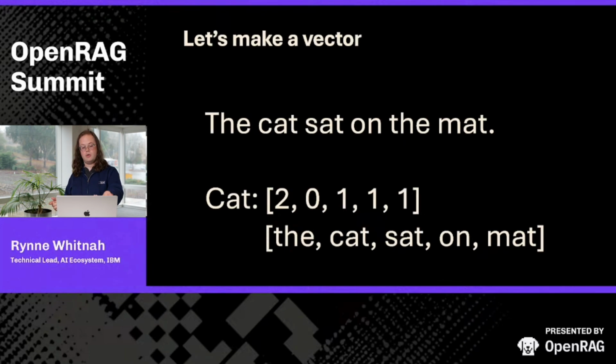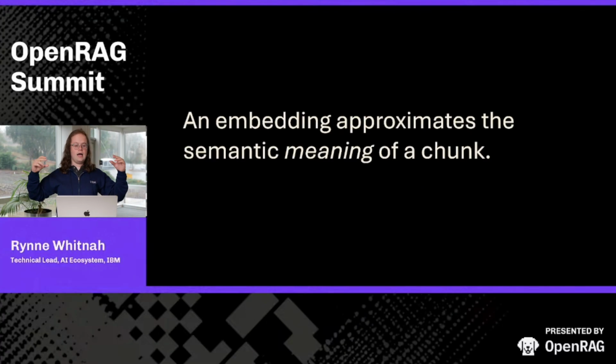So in this case, I know the cat is some sort of object. I know it can sit, and I know it can fit on a mat. Those are all things I've learned about this. And that context, as you build it up with more and more data, starts to accumulate a much larger corpus and understanding of each of these words. So at its fundamental core, an embedding is a mathematical approximation of the semantic meaning of a chunk.